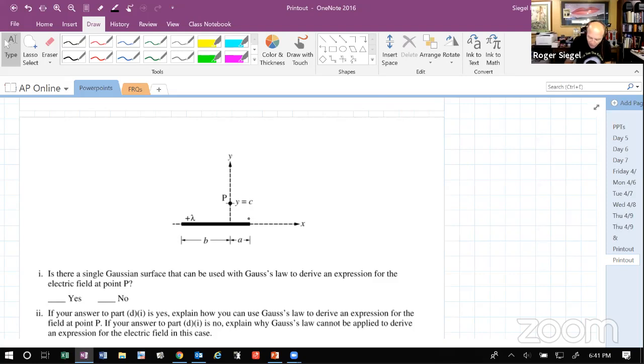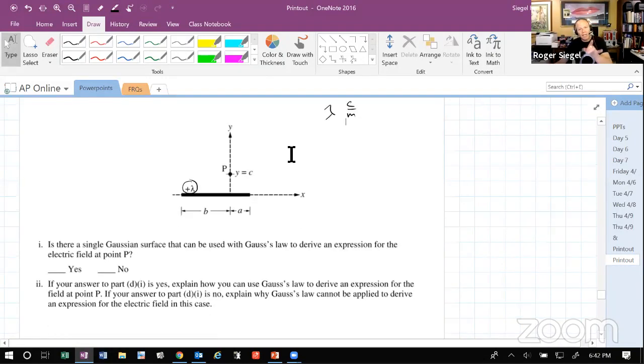So notice here we've got this lambda, and notice my setup. Here's my y is equal to c. Here's my point. Here's my charge right here. So I've got this charged rod, and it's got this linear charge density of lambda, lambda coulombs per meter. Is there a single Gaussian surface that can be used with Gauss's law to derive an expression for the electric field? Now, I think I already gave it away, because at the beginning of the hour, that's what I talked about. So the answer is no, you can't use Gauss's law.